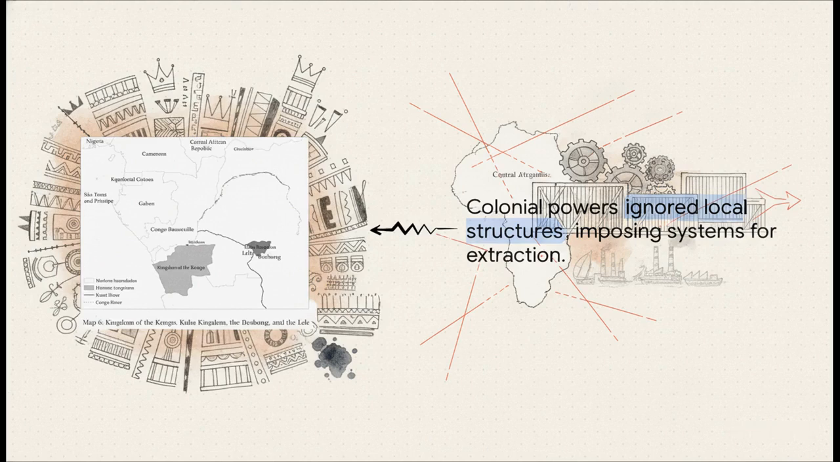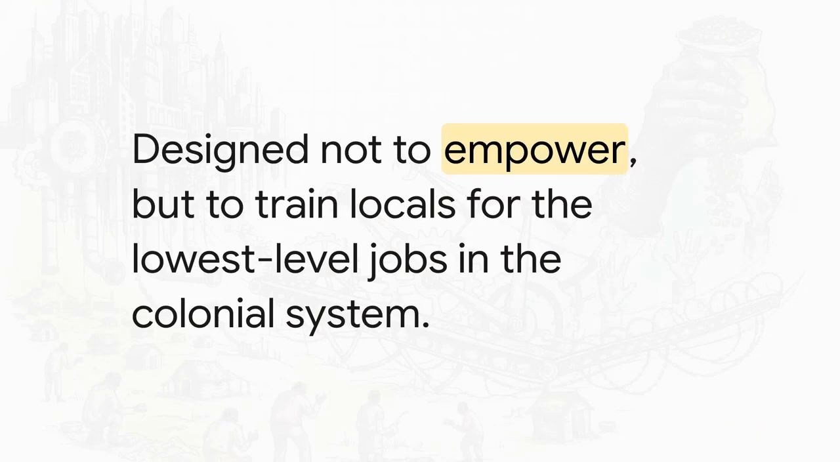And these new systems weren't designed to help the people living there. Nope, they were designed for one thing: to get resources out of Africa and back to Europe as efficiently as possible. And it wasn't just about borders and governments.